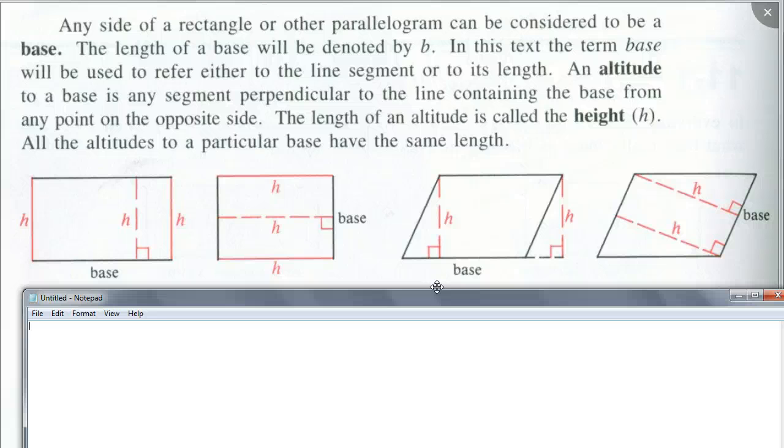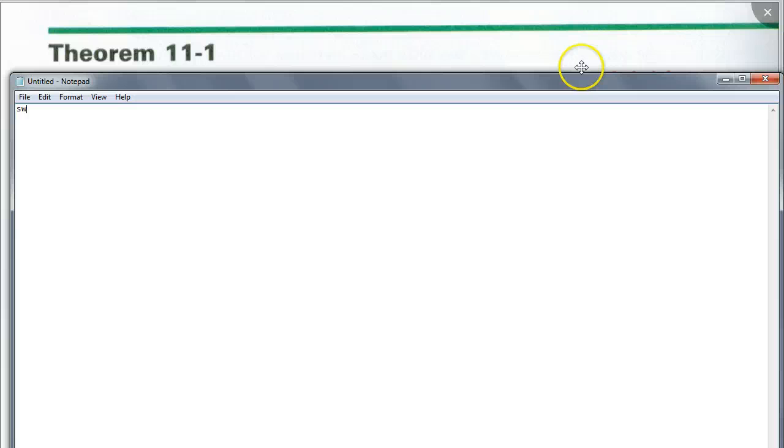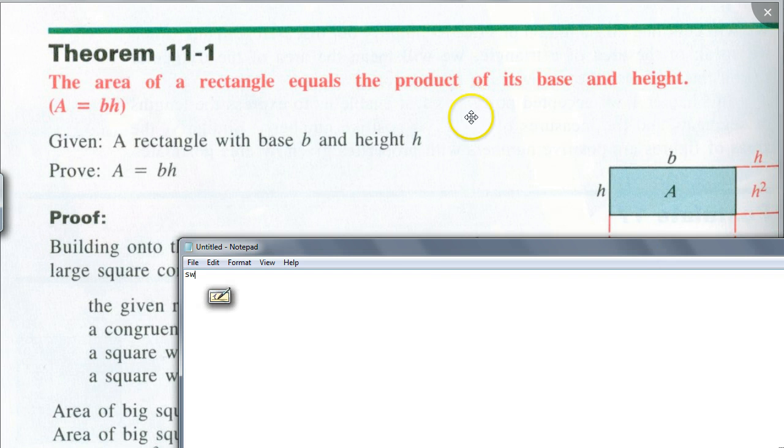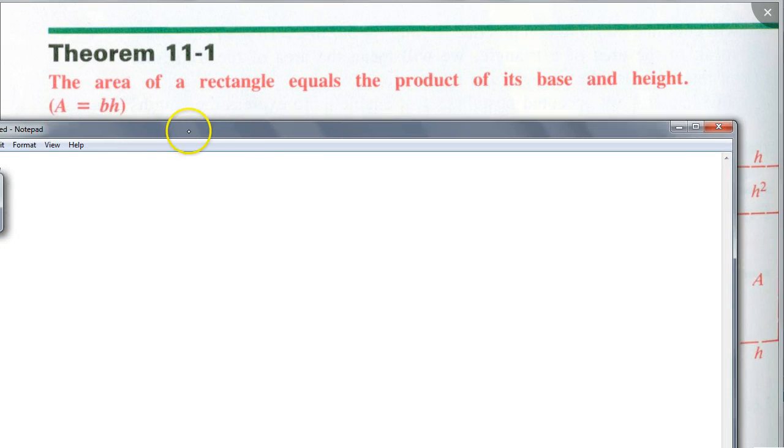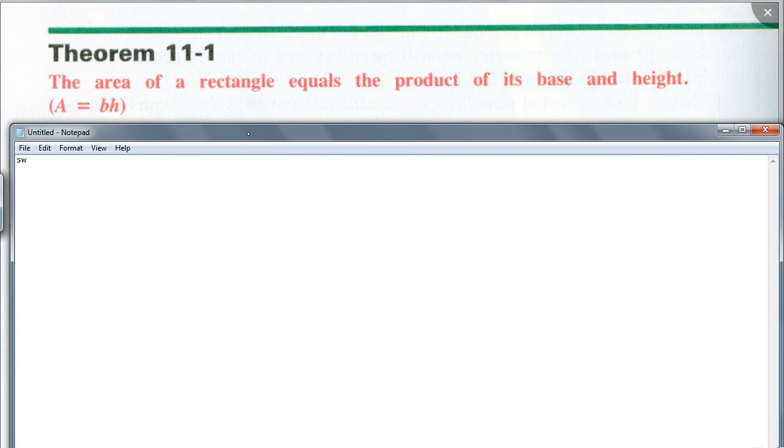Does this make sense? All right, so I'll go ahead and write it down. I'll wait for you. Now we're finally ready for our theorem. What did I say the theorem was? The area of the rectangle, right? And we already know what it is. The area of the rectangle is what? Product of its base and height.